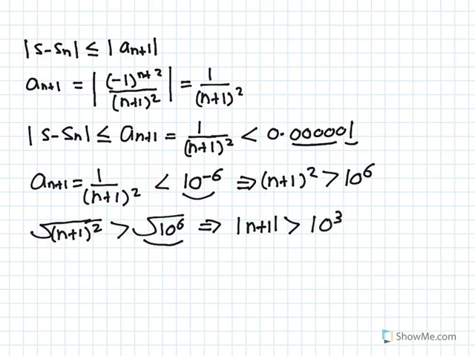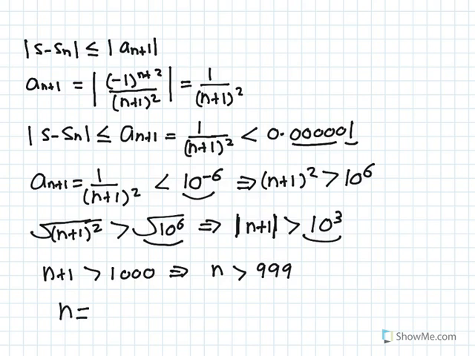And since n plus 1 is a positive number, we don't need the absolute value, so we can write n plus 1 larger than 10 cubed, which is just 1,000. Solve for n, subtract 1 from both sides, we get n larger than 999. So let's round up, and we get n equals 1,000, because n has to be an integer bigger than 999, so we'll take n equals 1,000.